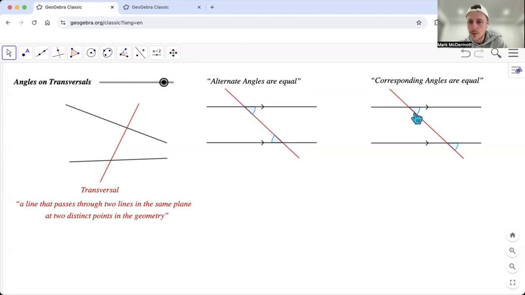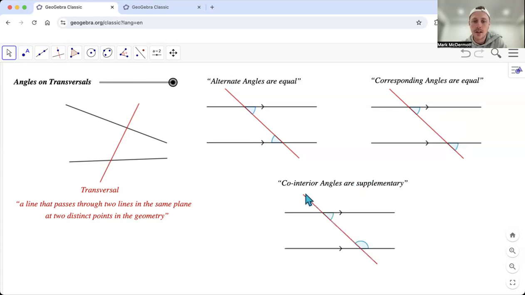And I don't think that should be that surprising. If we've got this angle here, the corresponding angle on the other line is this angle here. It's sort of in the same position. So we can say that they are equal. Okay, so this angle and this angle are corresponding angles and they are equal as well.